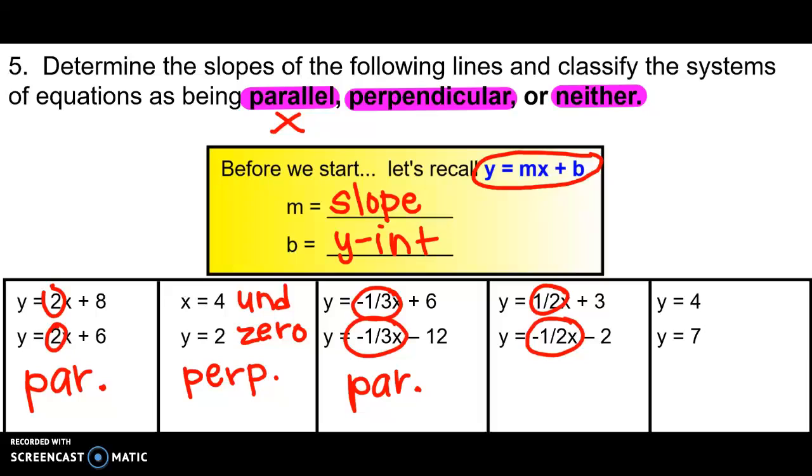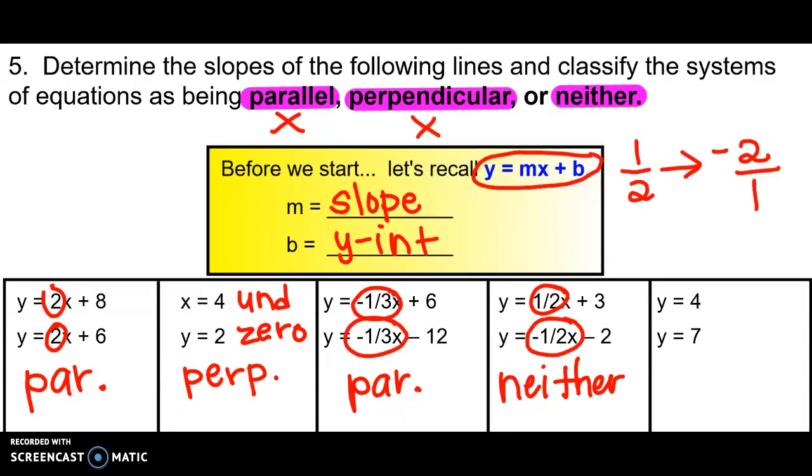Okay, the next question would be, are they perpendicular? Is 1/2 and negative 1/2 opposite reciprocals? So if we have 1/2, the opposite reciprocal to that would have to be negative 2 over 1. This says negative 1 over 2. So those are not opposite reciprocals. The lines are not perpendicular. So we're going to have to classify this system as being neither.